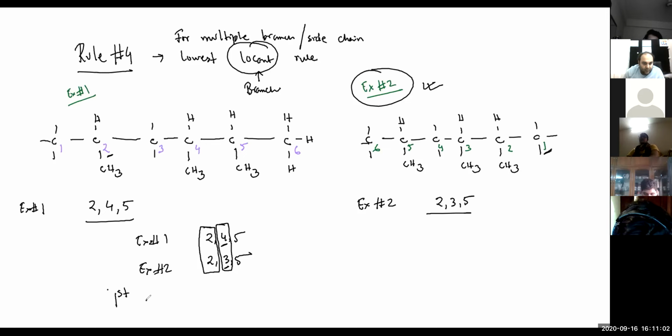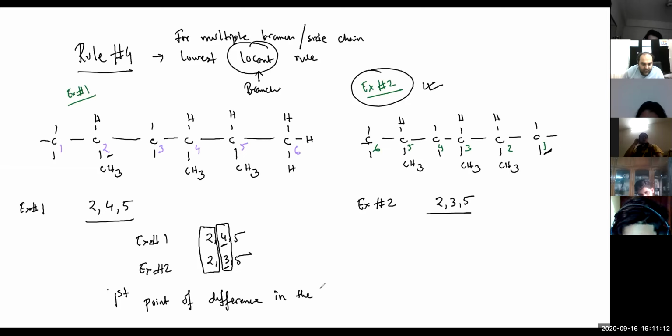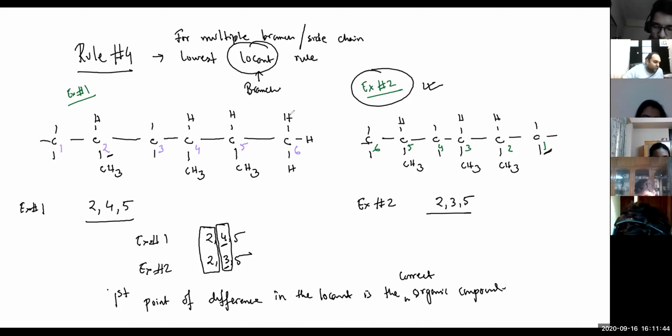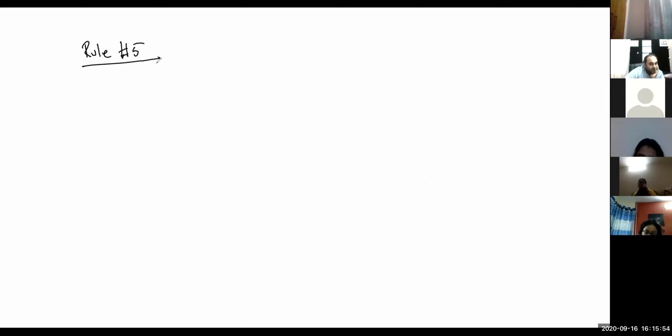First point of difference in the locant is the correct organic compound. So আমরা going back to our previous example, যেটা তোমরা question mark দিয়ে রাখছিল। আচ্ছা, rule number 5.